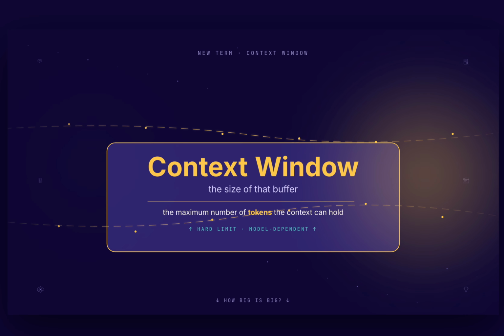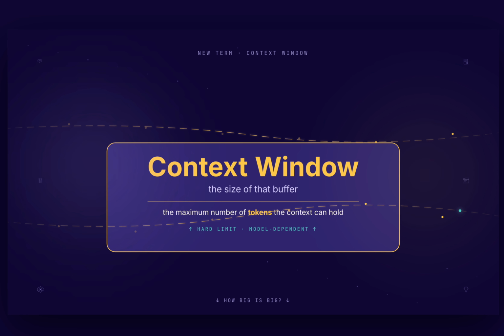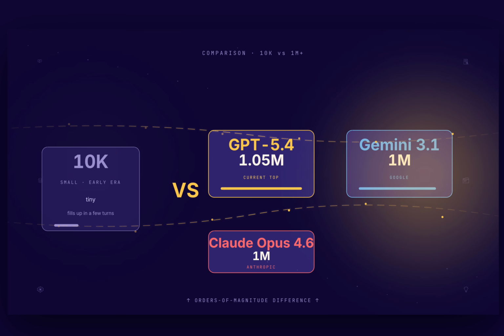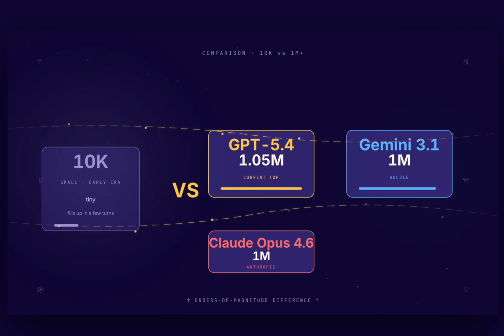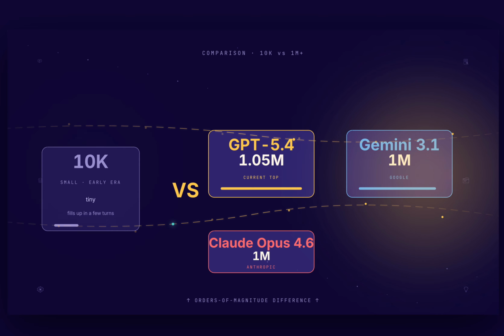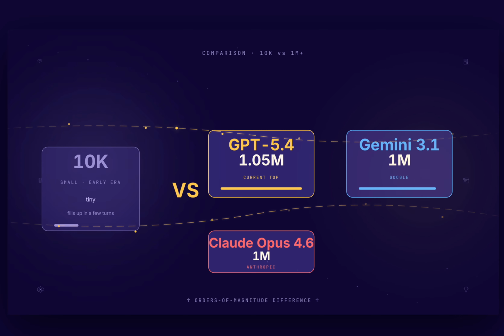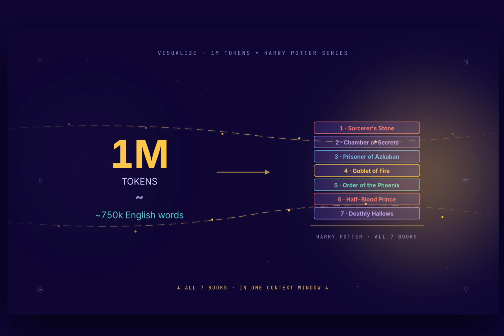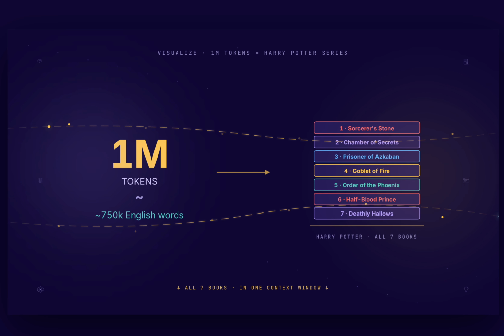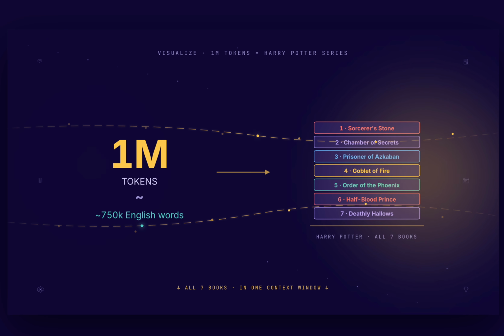Once you understand context, the next question naturally follows. How big can context get? That's where context window comes in. For example, GPT 5.4 has a context window of about 1.05 million tokens. Gemini 3.1 Pro is 1 million. Claude Opus 4.6 is also 1 million. We said earlier that one token is about 1.5 Chinese characters. So 1 million tokens is roughly 1.5 million Chinese characters, enough to fit the entire Harry Potter series.